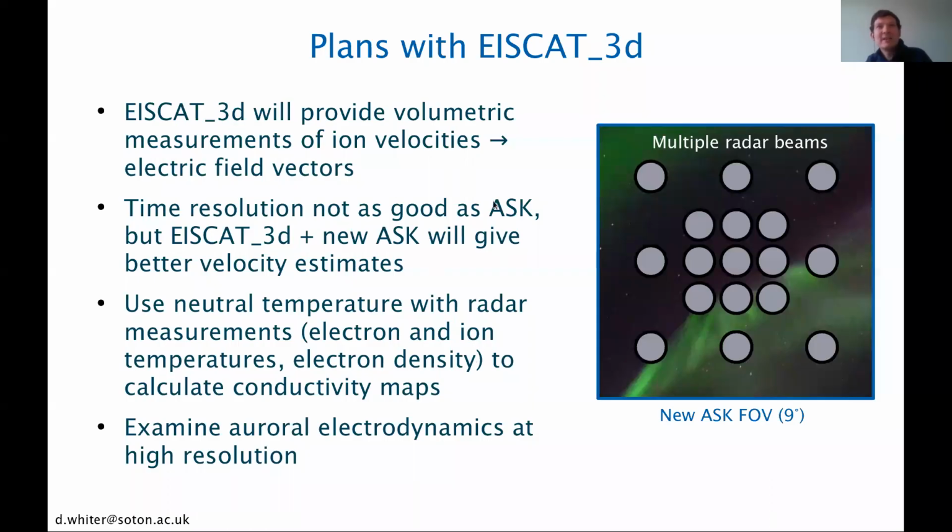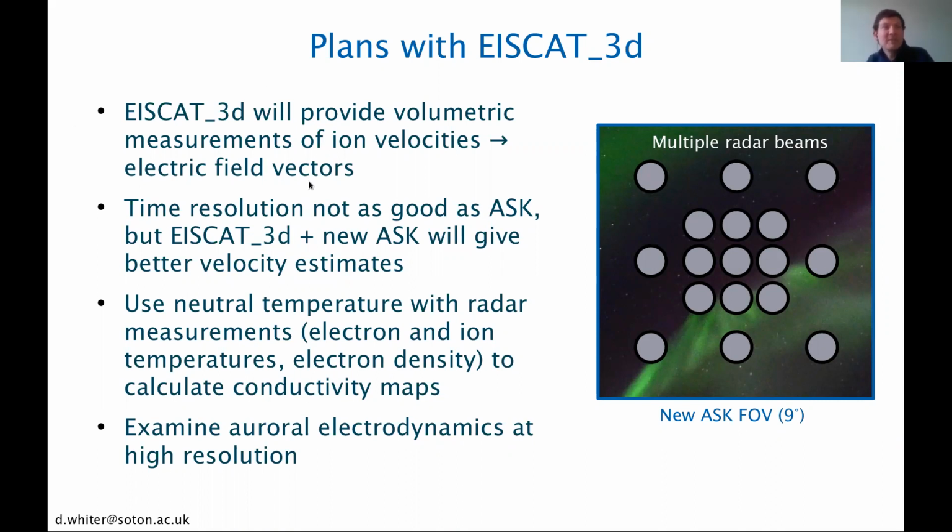So what does EISCAT 3D give us? EISCAT 3D is going to give volumetric measurements of ion velocities. With the existing EISCAT radar, you used to be able to determine ion velocity vectors in a single beam. With EISCAT 3D, we can put multiple radar beams on the sky. This is just an example of what we might want to do. Here's an example image, and then we could put these radar beams on here, and we get ion velocities at each of these beams as an altitude profile.